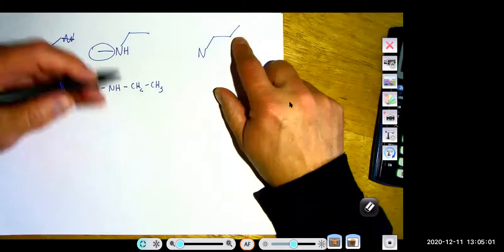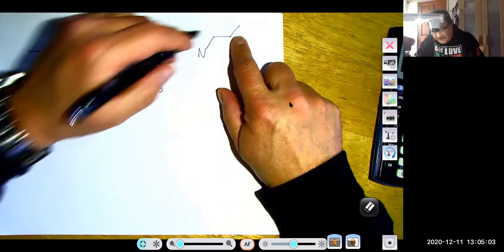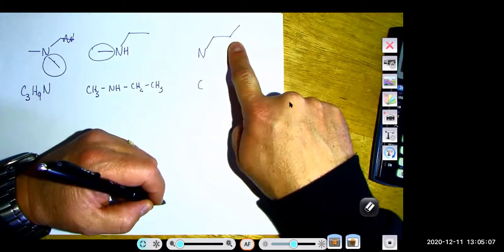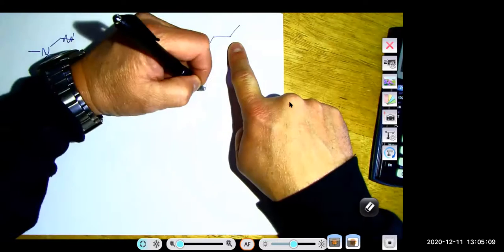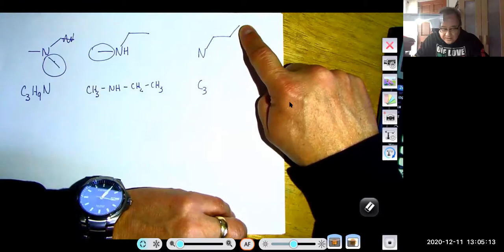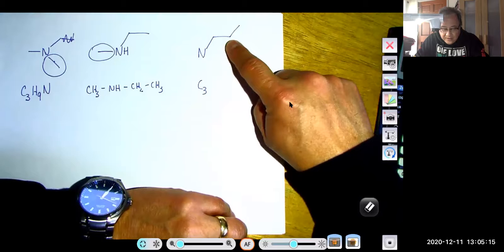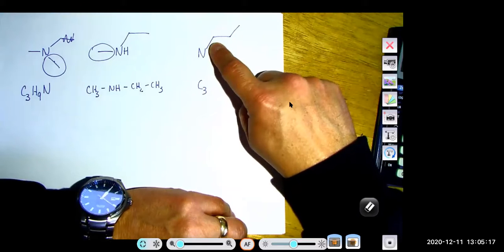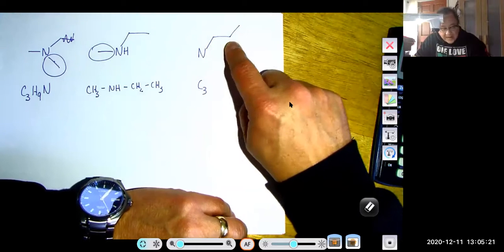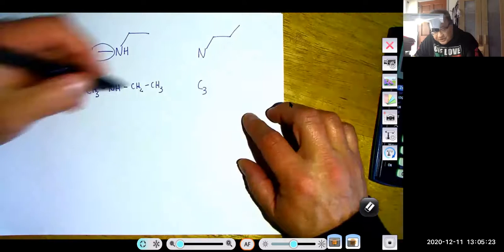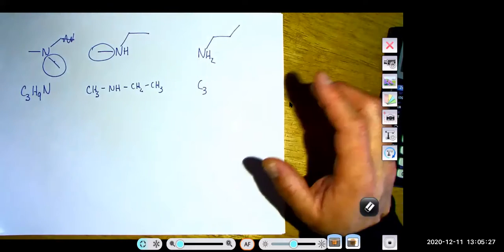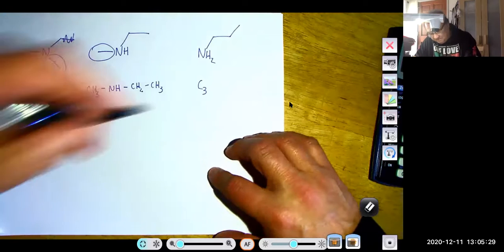Let's see how many carbons do we have? 3. Good. How many hydrogens here? 3. How many here? 2. How many here? 2. So 3, 2, and 2 is 7. We need 9. Where are the other 2 hydrogens? Oh, in nitrogen, right, because nitrogen has 3 bonds.